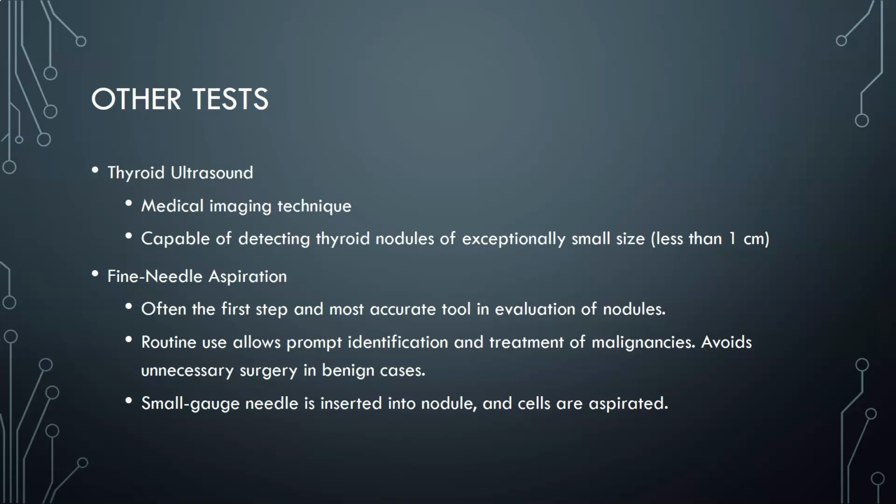And then also fine needle aspiration, that would be like a biopsy. It's often the first step and the most accurate tool to evaluate thyroid nodules. In routine use it allows prompt identification and treatment of malignancies and avoids unnecessary surgeries if the case is benign. A small gauge needle is inserted into the nodule, and the cells are aspirated and then, of course, stained and evaluated by a pathologist. And that is it.